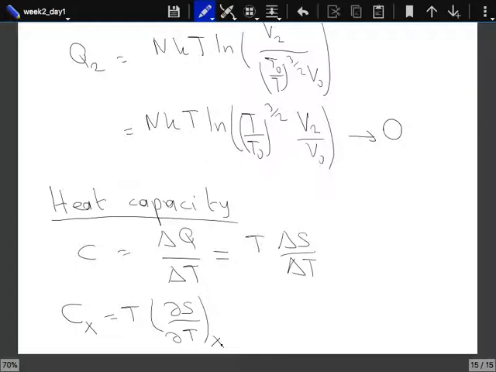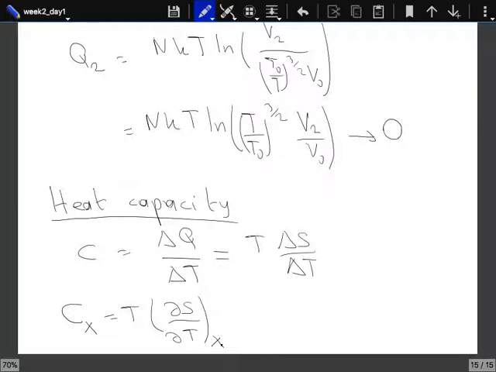For example, you can talk about the specific heat at constant pressure. In that case, you have to express entropy as a function of pressure and temperature, and take the derivative with respect to temperature at constant pressure. Or you can talk about the specific heat at constant volume, in which case you have to take that derivative keeping the volume constant, not the pressure. And they will have different values.